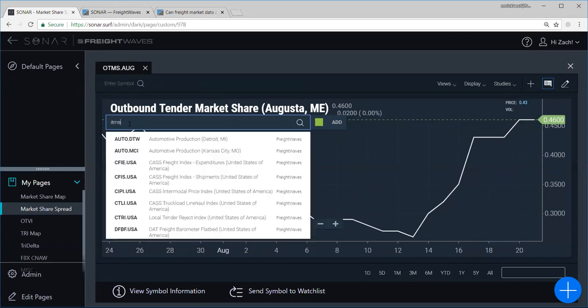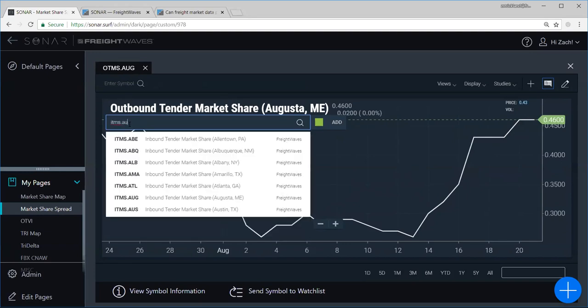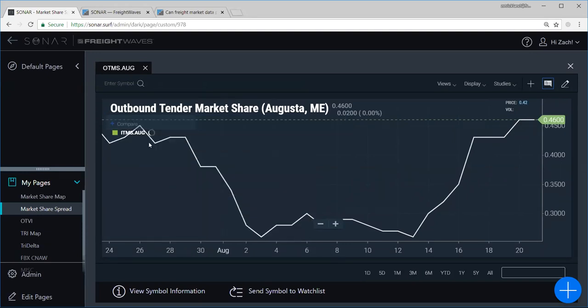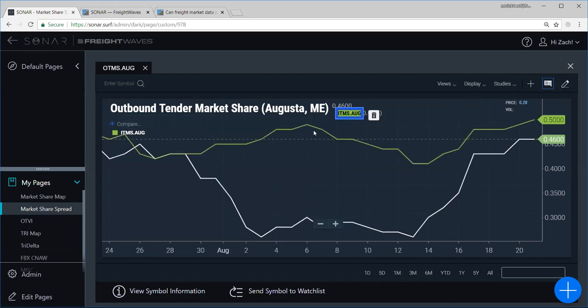I'm going to throw up the ITMS in Augusta just to see if this is a big deviation. And you see here, there's actually more freight coming into Maine than moving out, so there's really not a large amount of discrepancy here. If I'm a carrier, I'm now thinking, wait a minute, that market is actually kind of in balance. There may not be the same type of discrepancy.